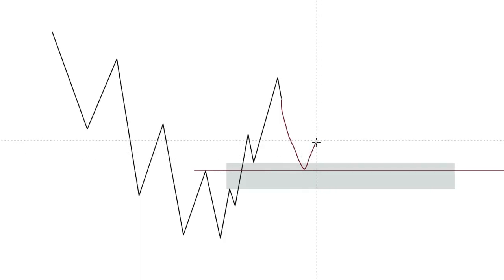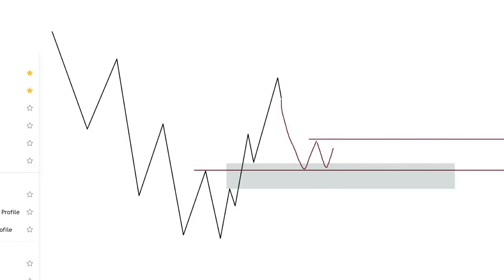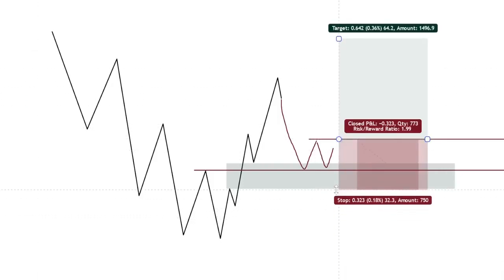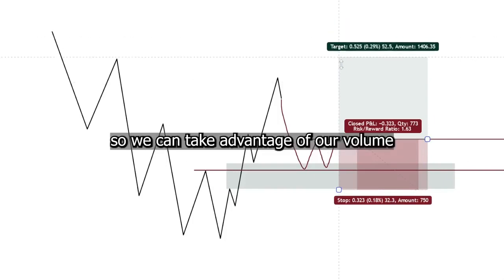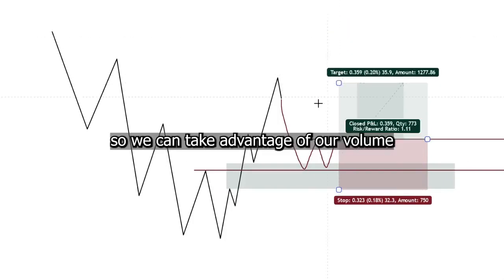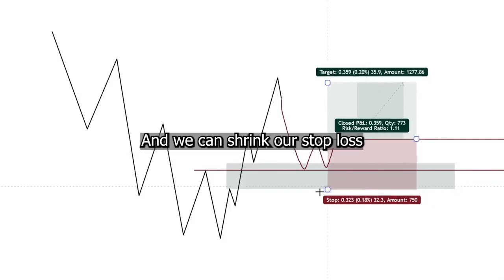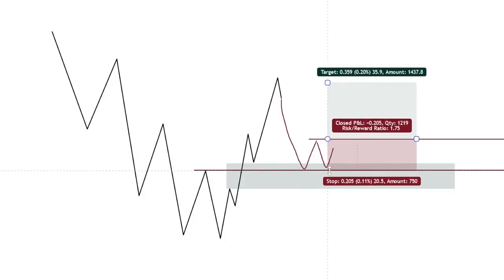So when price does revisit this level and then comes back to the initial high that was our previous rejection from our level, we expect to get in an entry right above this level. Once price crosses this level right here, we expect to get in a long position. What the confirmation helps us with is we can piggyback off the volume. We can take advantage of the volume that we get instantly from this level by using a continuation entry, and we can shrink our stop loss.